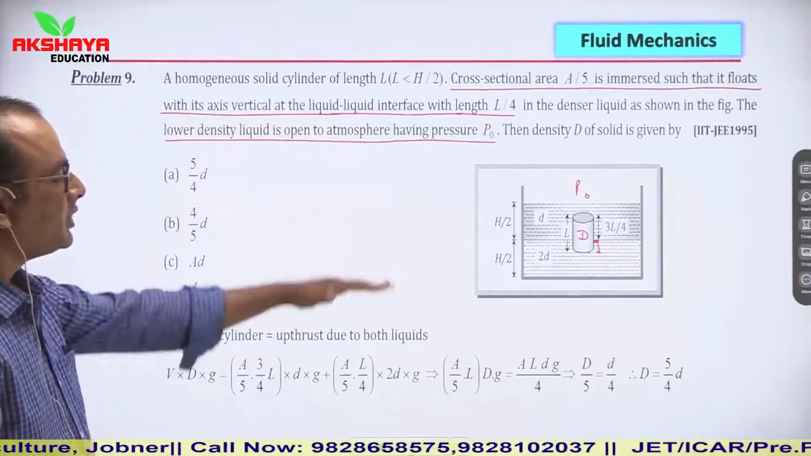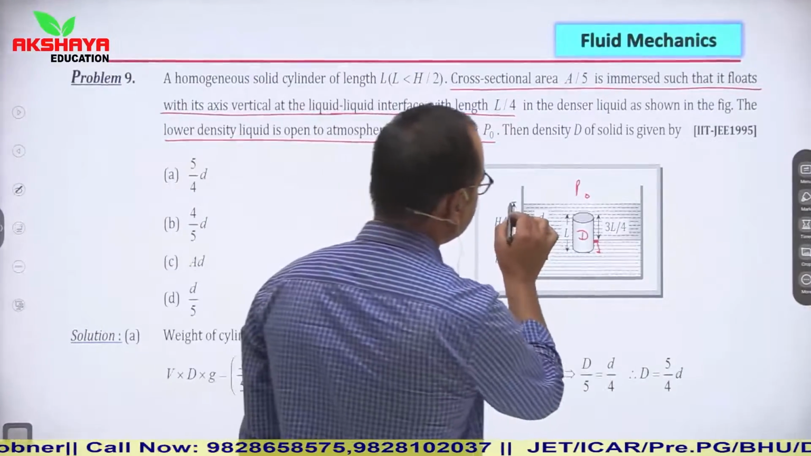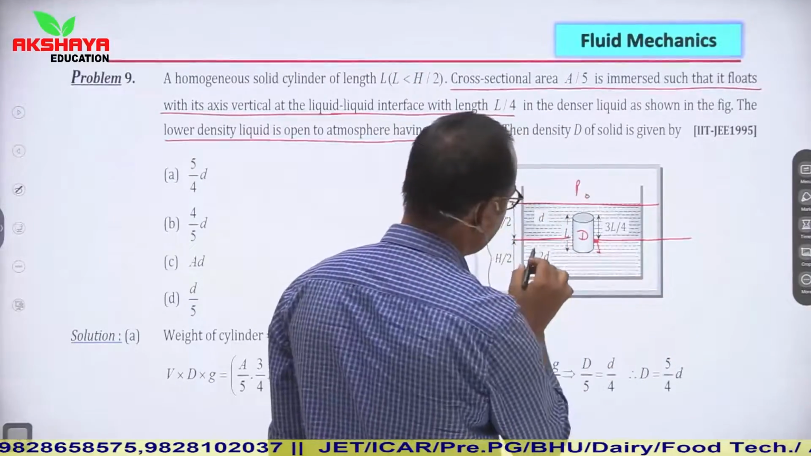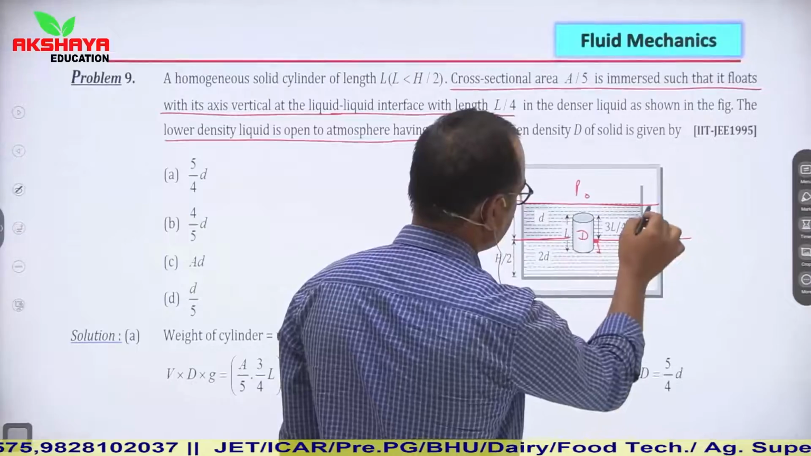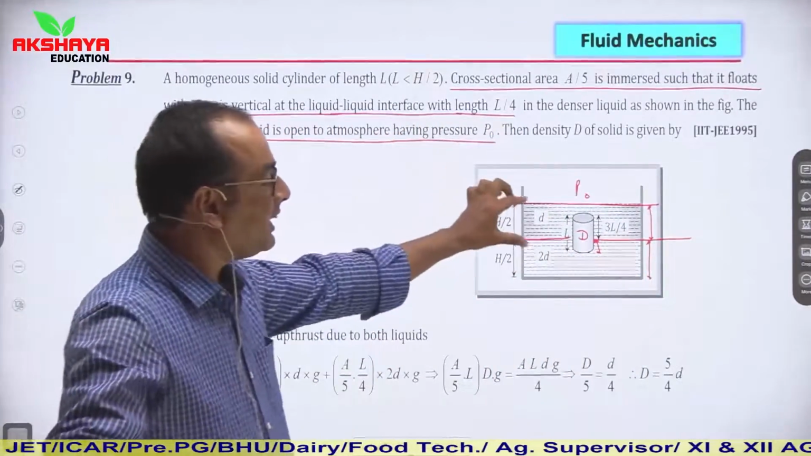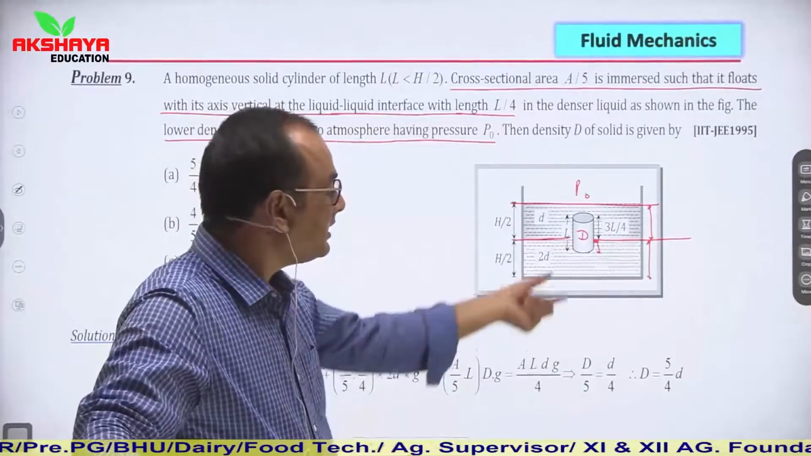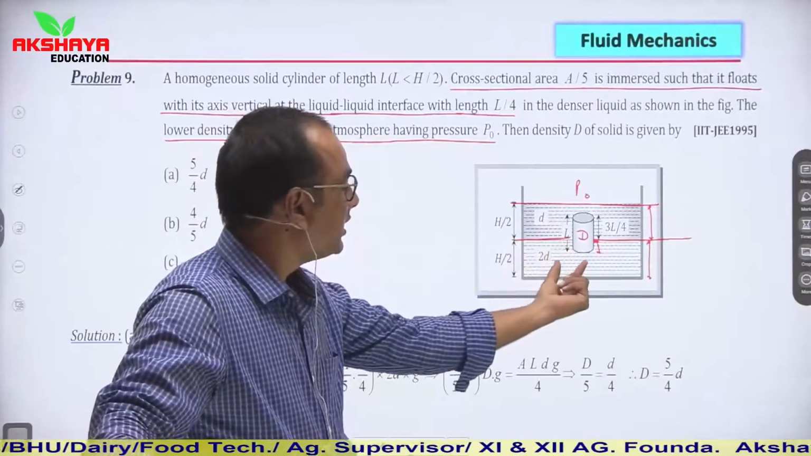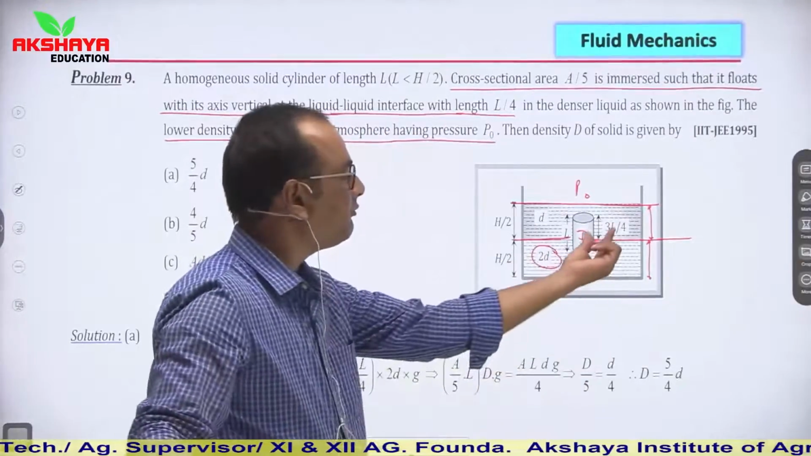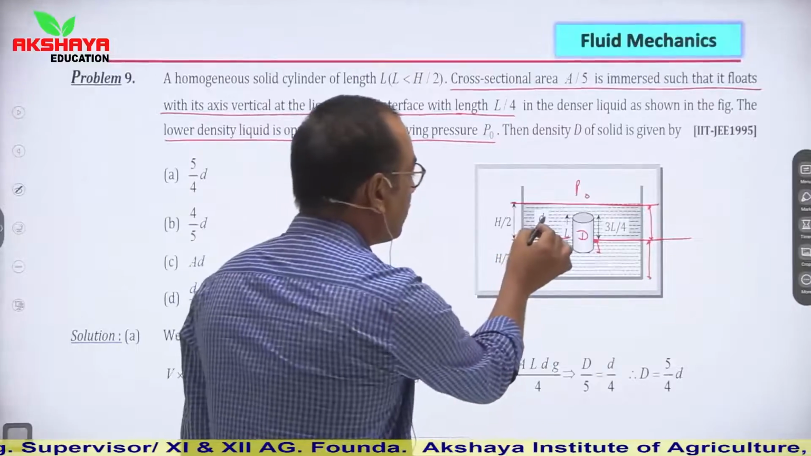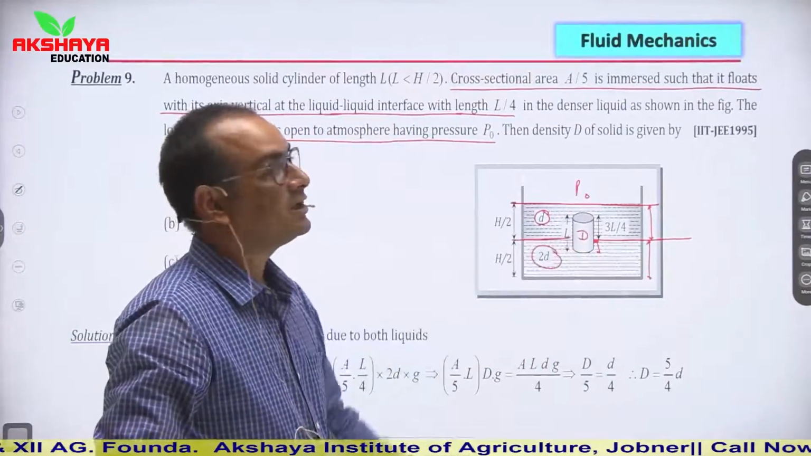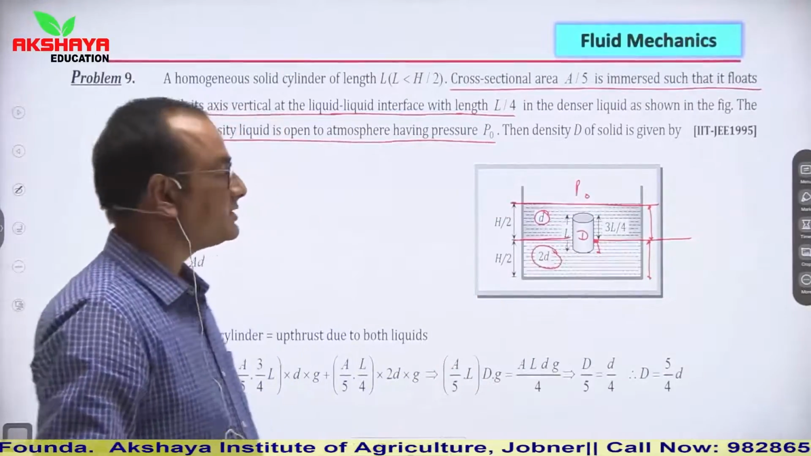So you are given two different liquids. One liquid is up to this height and another liquid is from here to here. Both are at the same heights, and this cylinder is immersed in those two liquids in such a way that its 1/4 part is in the liquid of higher density, which is of density 2d, and 3/4 part is in the liquid of lower density small d. And we have to calculate the density of the solid which is immersed at this liquid interface.